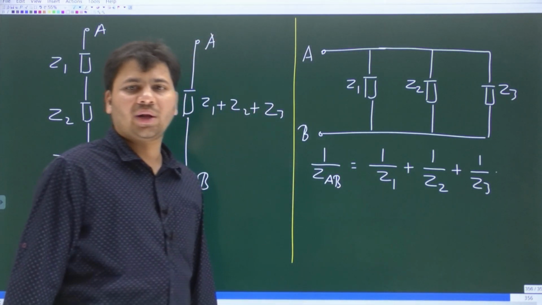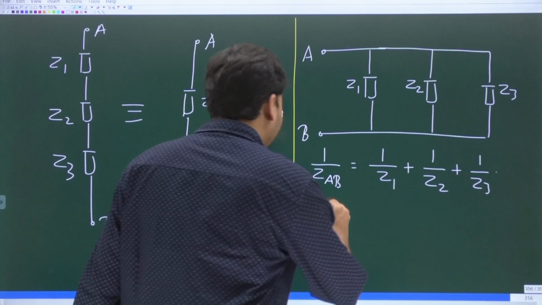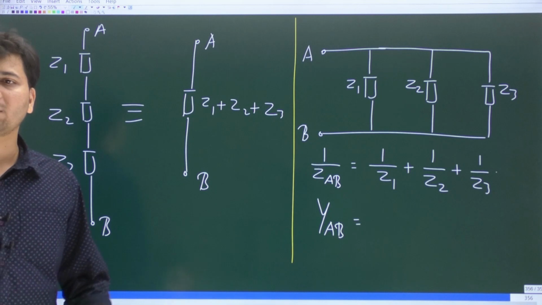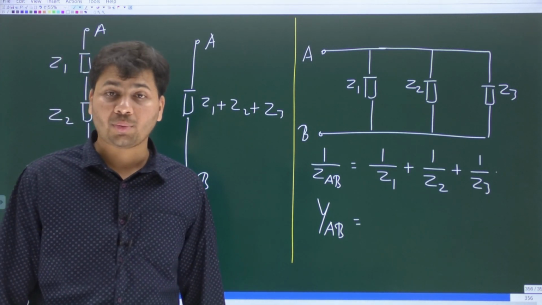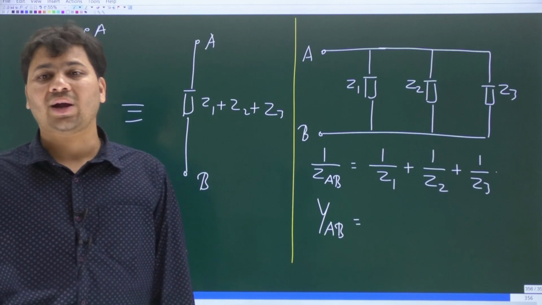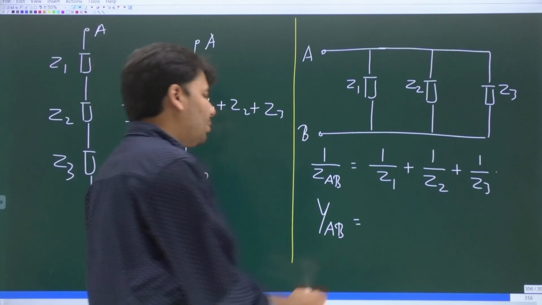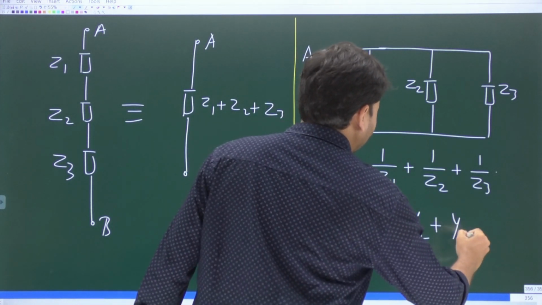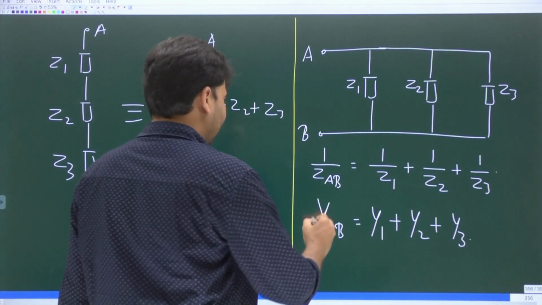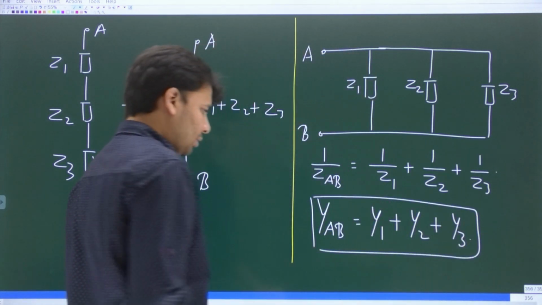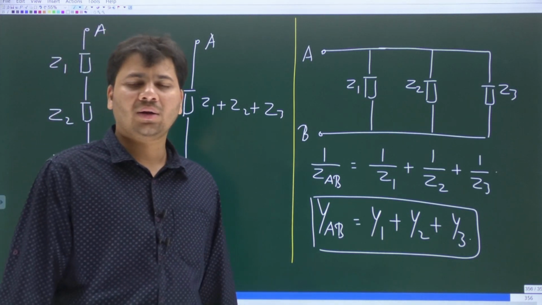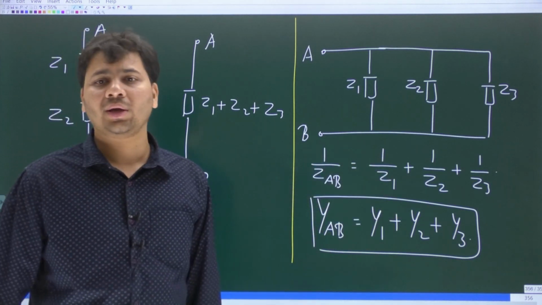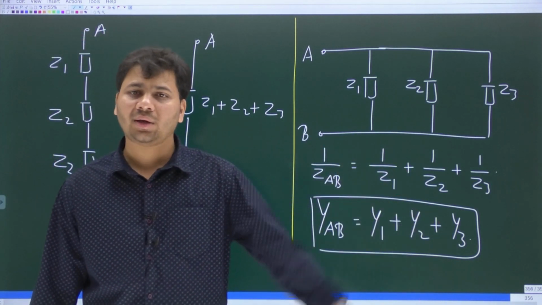Again, the inverse of impedance is admittance, right? So 1 by ZAB is the same as YAB, just like ZAB is the net impedance between the two points A and B, YAB is the net admittance between A and B. Again, 1 by Z1 is the same as Y1, 1 by Z2 is the same as Y2, and 1 by Z3 is the same as Y3. So what is the point here? When you have elements connected in parallel, it is much easier to find the net admittance. You can simply add up the admittances. So in parallel, you can add the admittances.